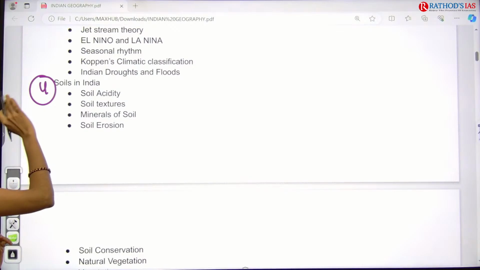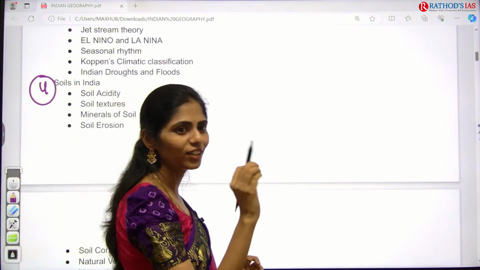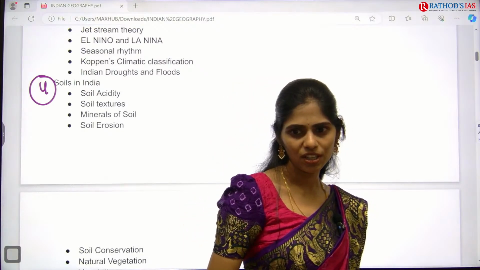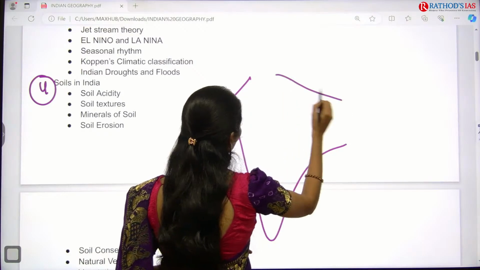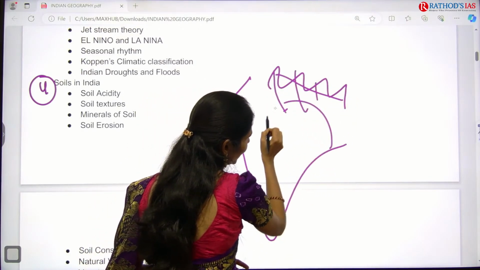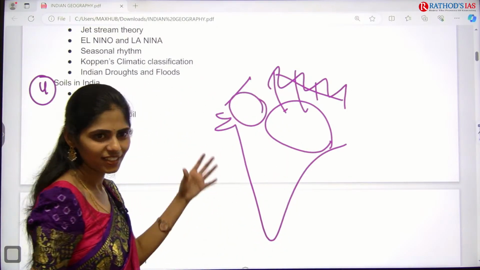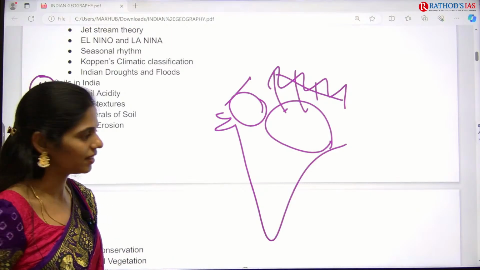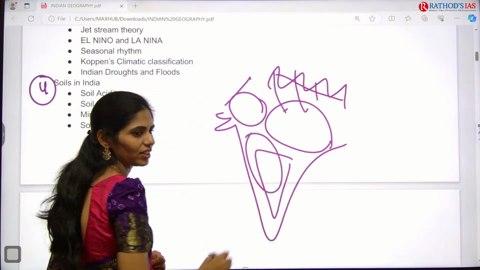If you understand the concept, there is no need to read or remember where the soils are present. For example, here we have the Himalayas and here we have rivers, so in these areas we have alluvial soil. Here we have sand, the Thar desert, so we have sandy soil. And normally in the Deccan Plateau, we have black cotton soils.